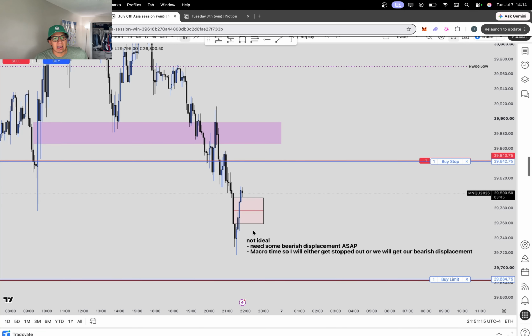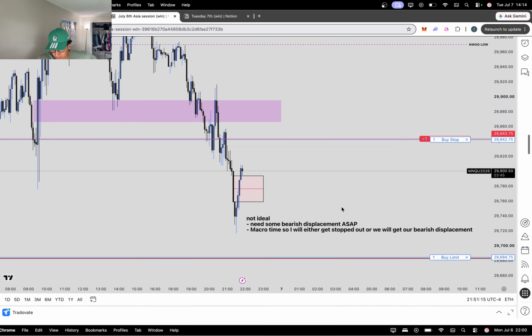So I know that I need to see a bearish displacement leg ASAP. Why did I say that? Because, as you guys can see, it was 9:51, meaning we were in a macro. So during macro times, you can expect these large moves to occur. That's why I said I need to see it ASAP, because if not, I will more than likely get stopped out.